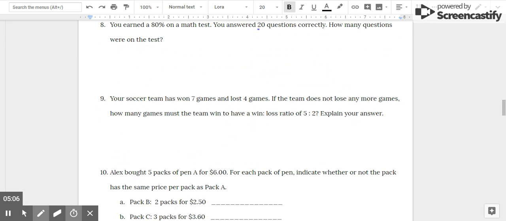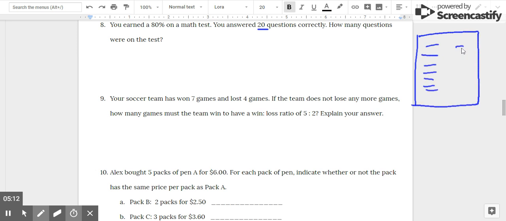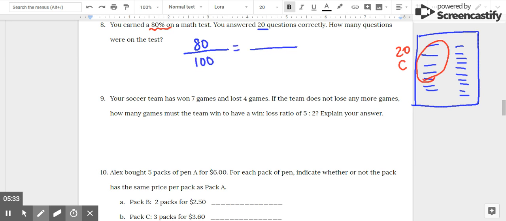You answered 20 questions correctly. You had a lot of questions there, but out of a lot of questions, you only got 20 correct. So 20 are correct, and you earn 80% on the test. So let's set up the percent proportion. So 80 to 100, and you're going to put part to whole.